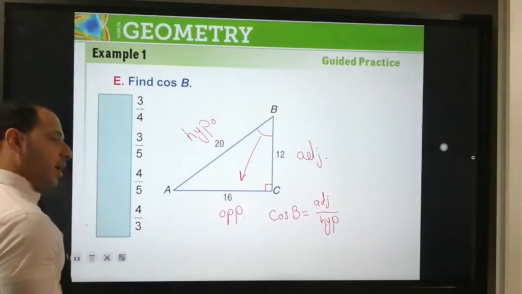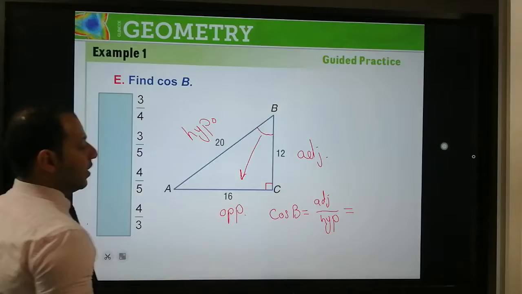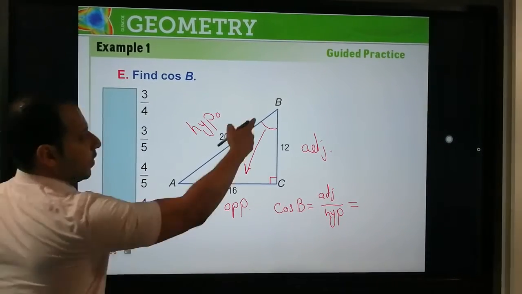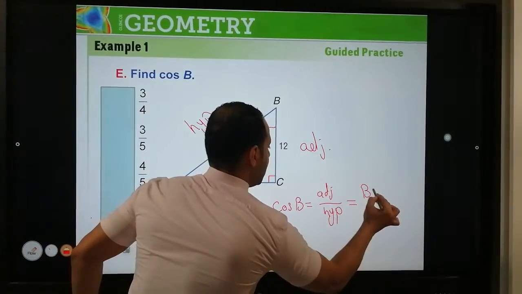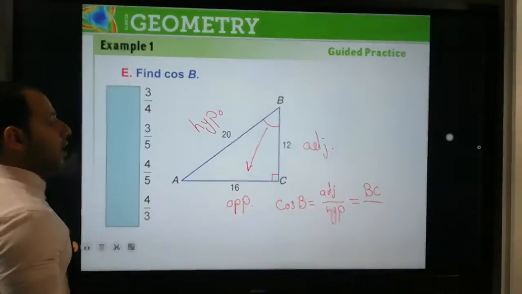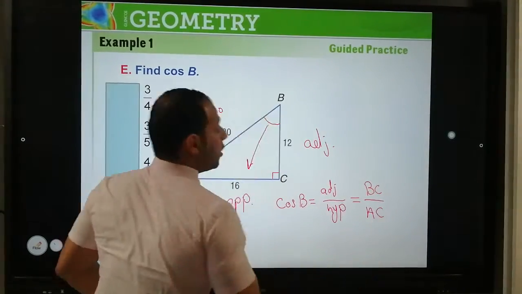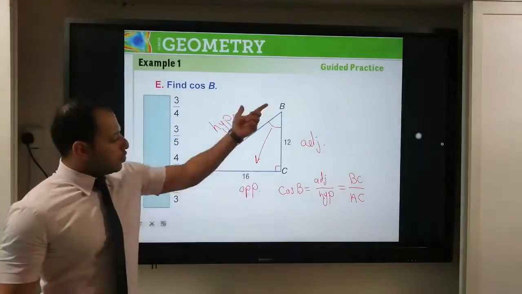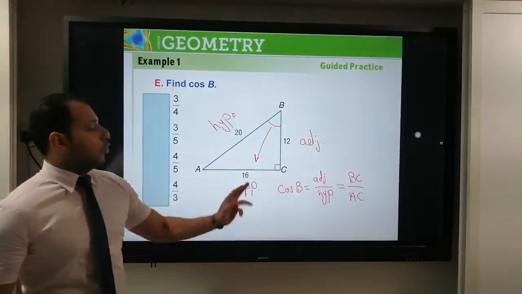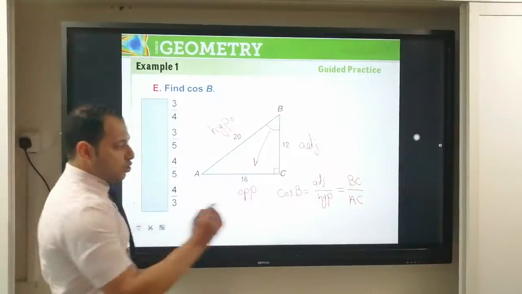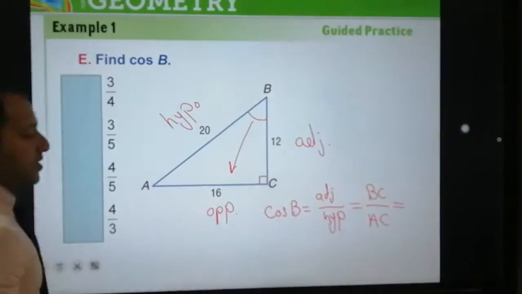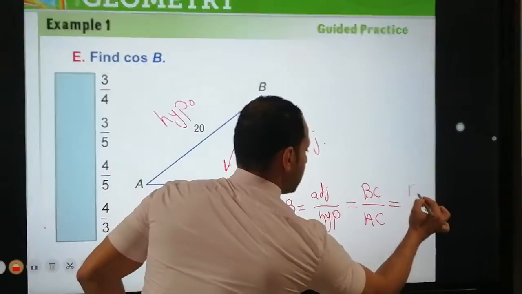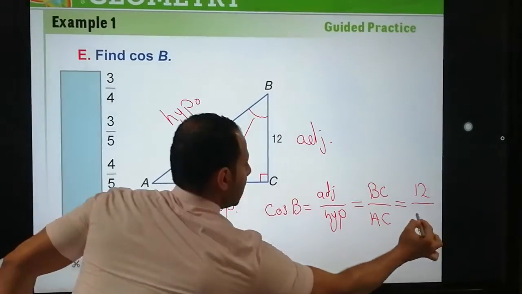And then substitute. Okay, so the adjacent, you want to write the name of the side. Okay, there is no problem. So BC, adjacent is BC over hypotenuse, which is AB. So this way you write here the substitution, but you start to write the name and then substitute in order not to confuse. Okay, so there is no problem about this. You add one additional step. Okay, and after that it will be BC. Substitute, it's 12, and here 20.